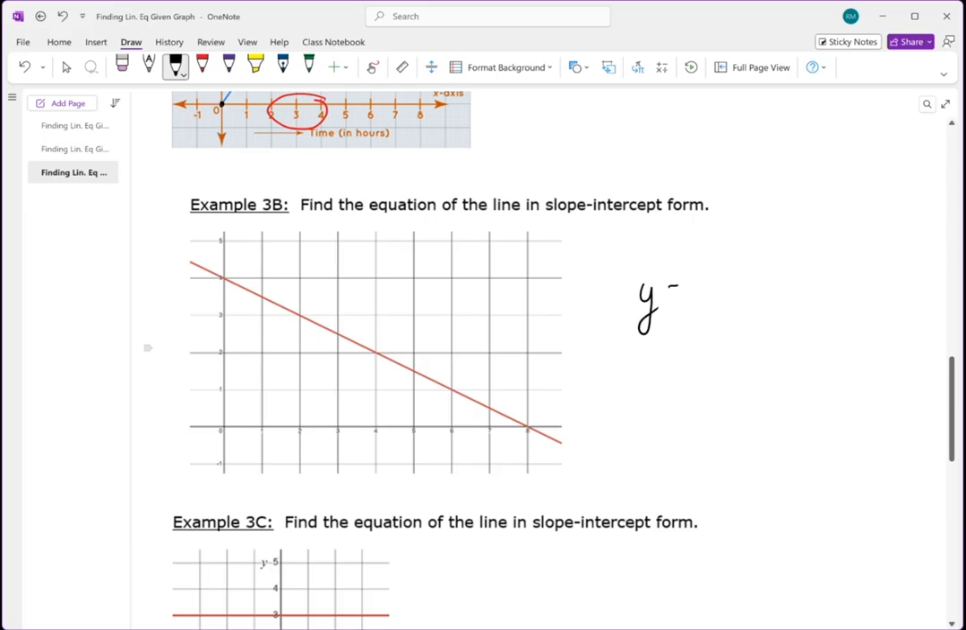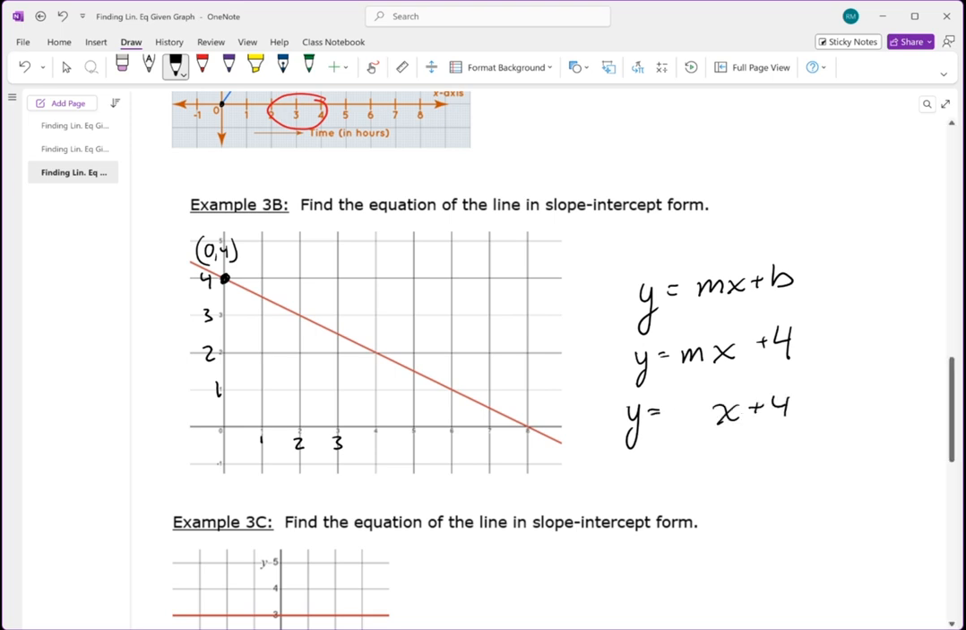So my first job, I think, is to really identify my y-intercept. And so the scale is written really small on this graph. So let's go ahead and make it a little bit bigger. You will notice here that my y-intercept is happening at 4. So that automatically means that my y-intercept is going to be 4. So now all I have to do is identify my slope.